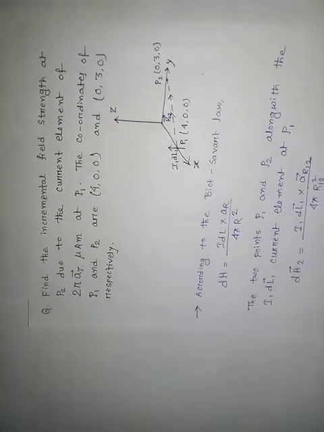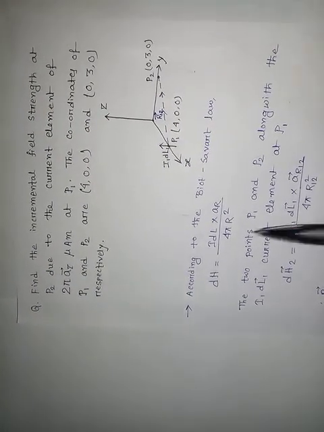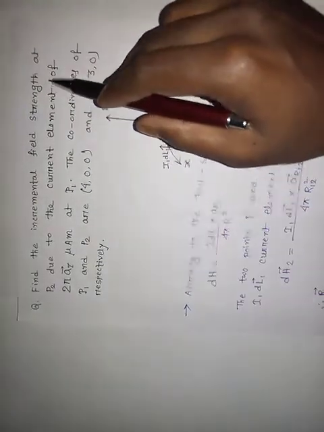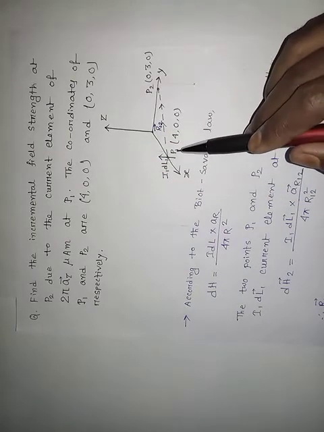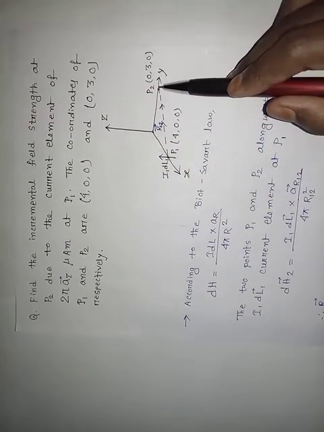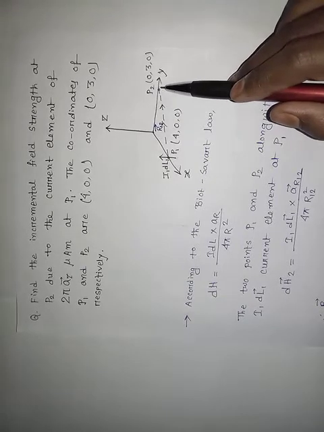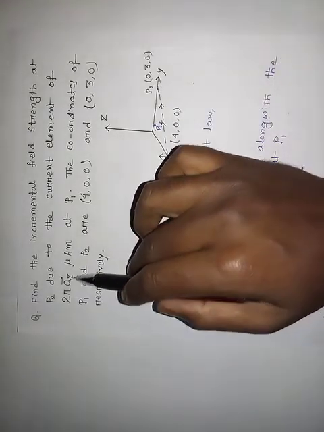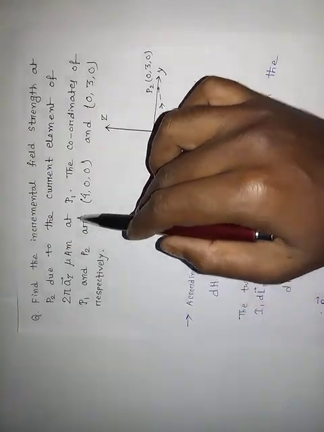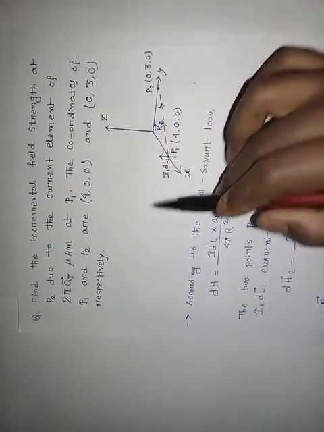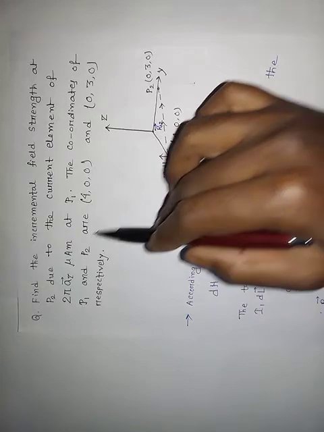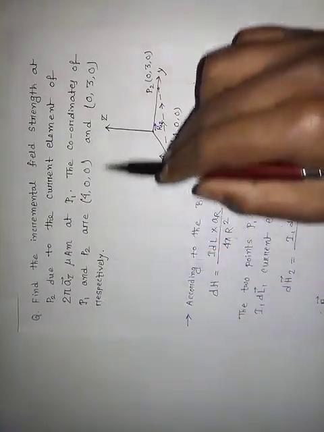Now we are considering a mathematical problem on the Biot-Savart law. Find the incremental field strength at P2. From this figure we know P1 is our initial point, and P2 is where we are finding the incremental field strength due to the current element of 2 pi az microampere meter at P1. Here the current element is 2 pi az microampere meter. The coordinates of P1 and P2 are given.